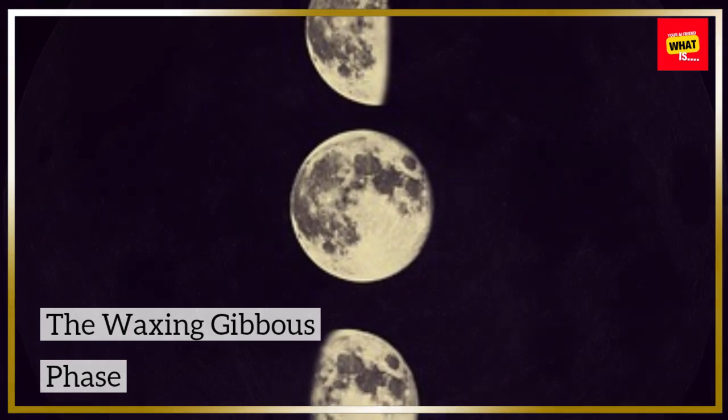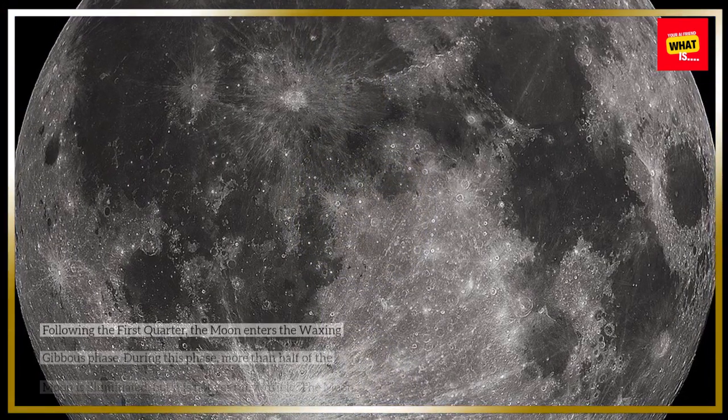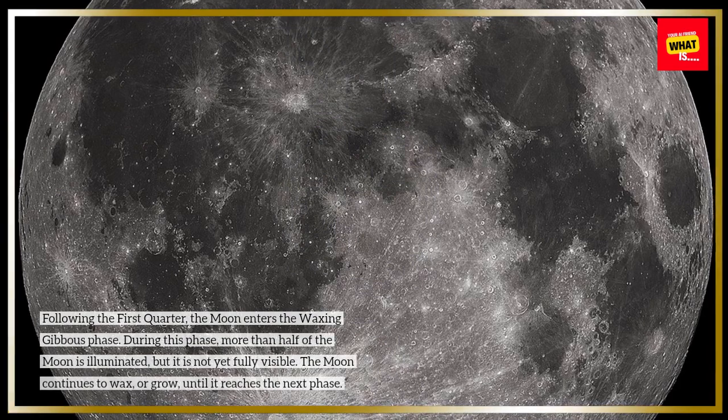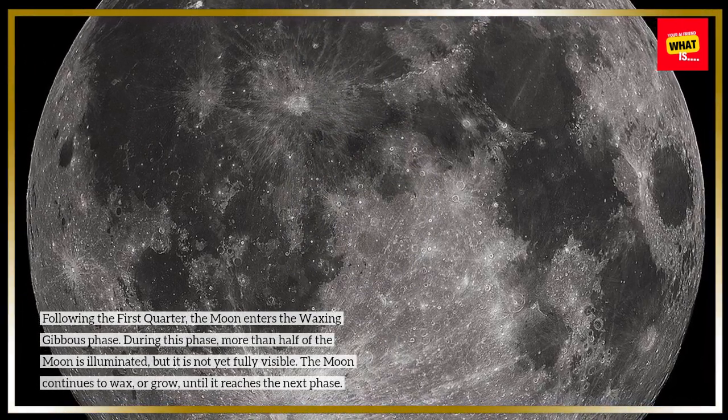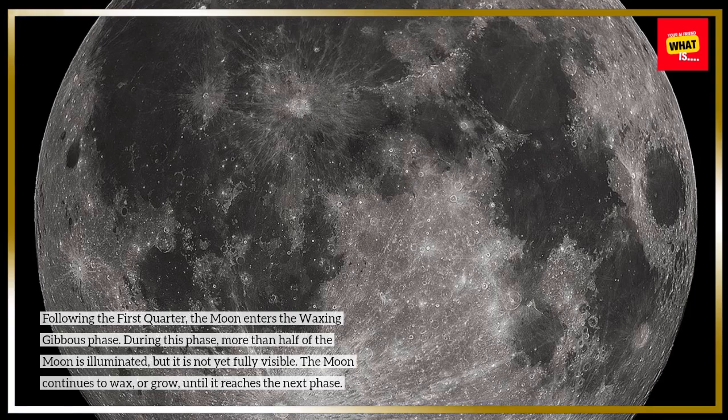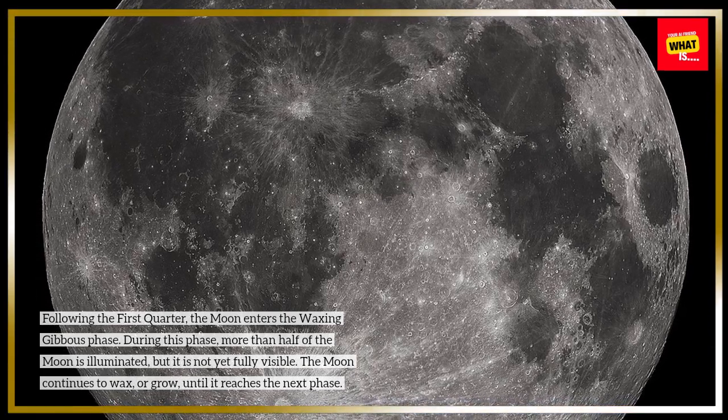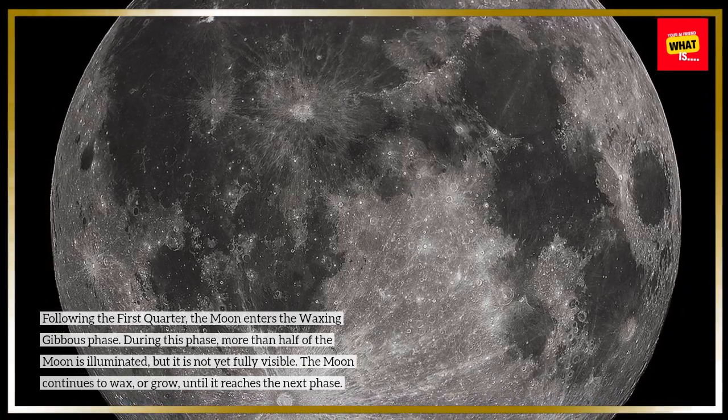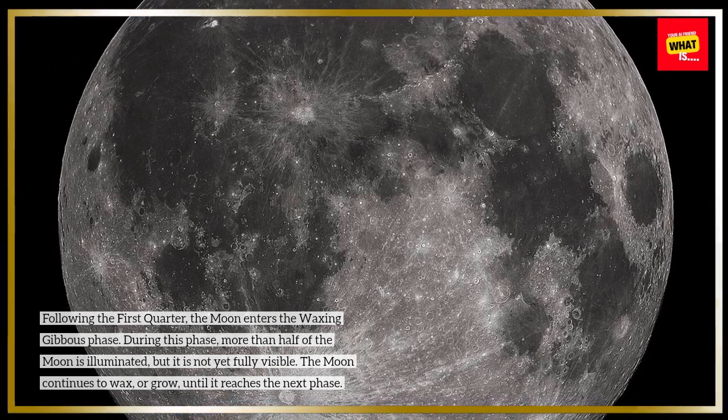The waxing gibbous phase. Following the first quarter, the moon enters the waxing gibbous phase. During this phase, more than half of the moon is illuminated, but it is not yet fully visible. The moon continues to wax, or grow, until it reaches the next phase.